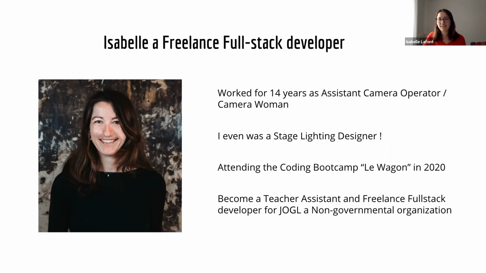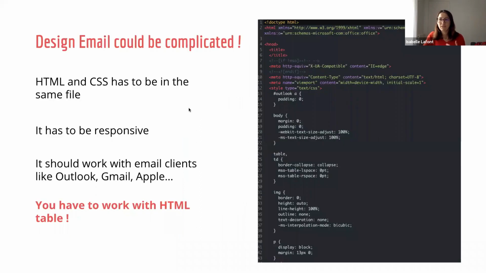And one of the first tasks that I had to do in Juggle was to help to implement recommendation emails. You see where I'm going, right? I had to write emails. And as a web developer, writing and designing emails can be really complicated because, well, the first one is HTML and CSS has to be in the same file, and it can be really messy really quickly. It has to be responsive, and it should work with email clients like Outlook, Gmail, Apple, and you have to work with HTML table. I mean, who's working with table anymore? You can use Grid or Flexbox to achieve exactly the same thing. So you do not really need to use table. So that's something. But hopefully for web developers, and hopefully for me, MJML exists.